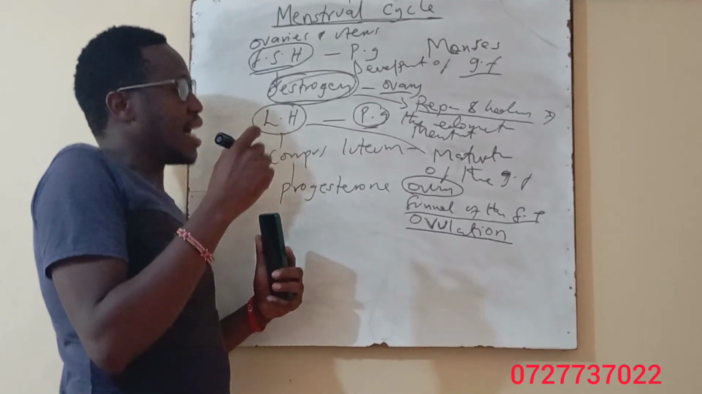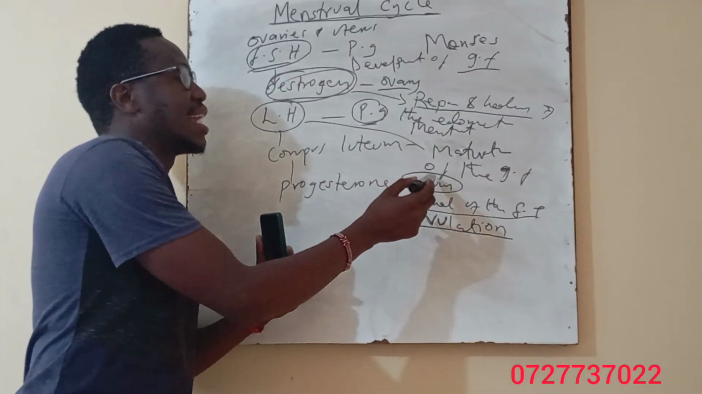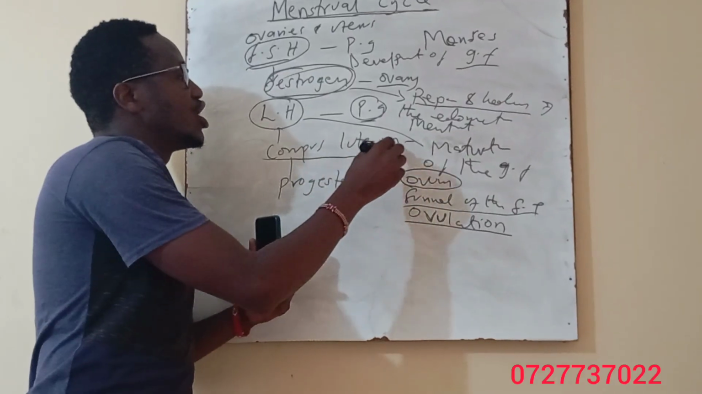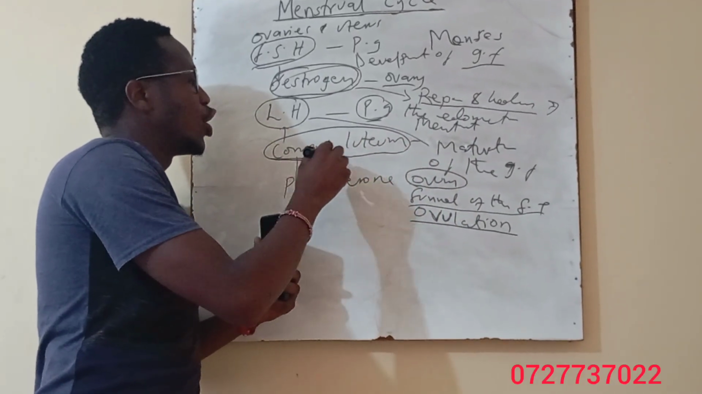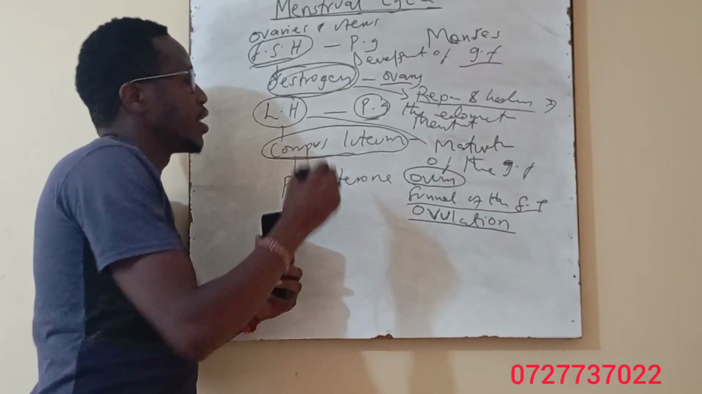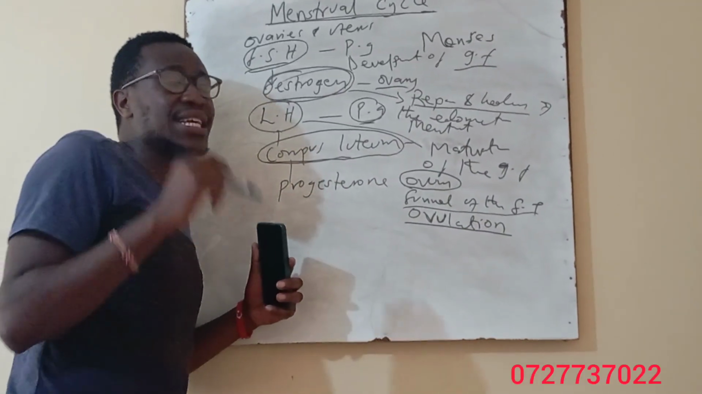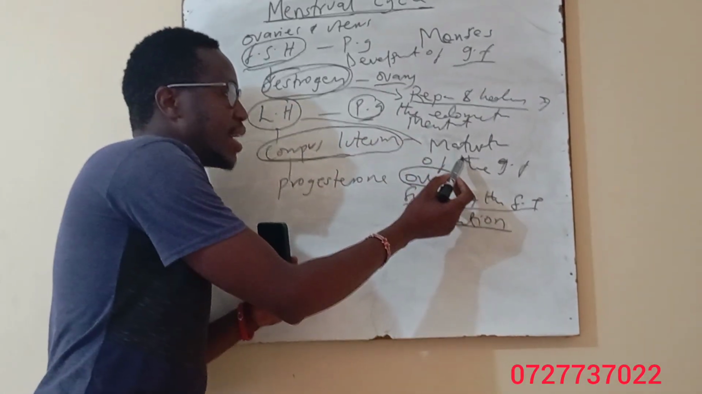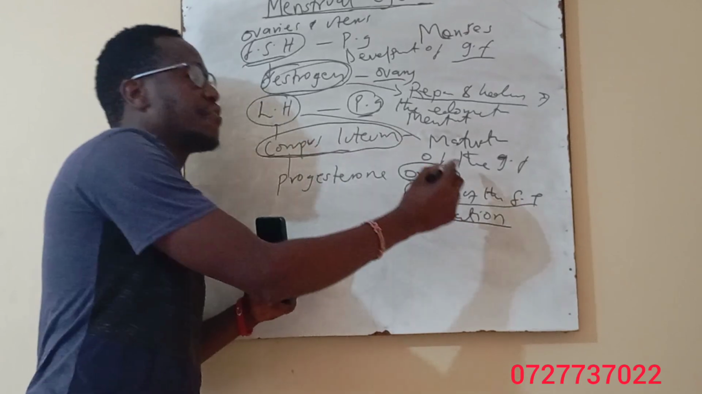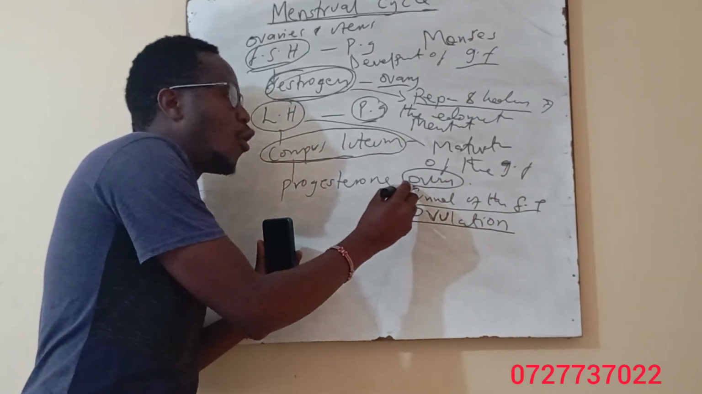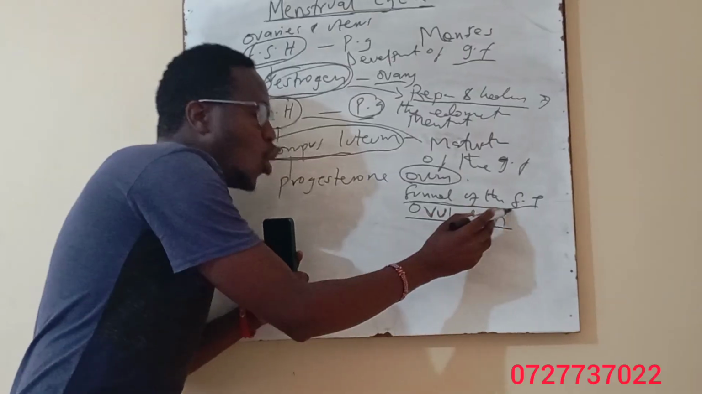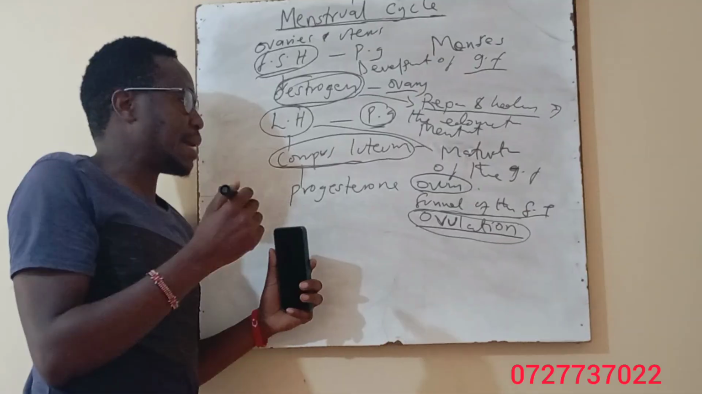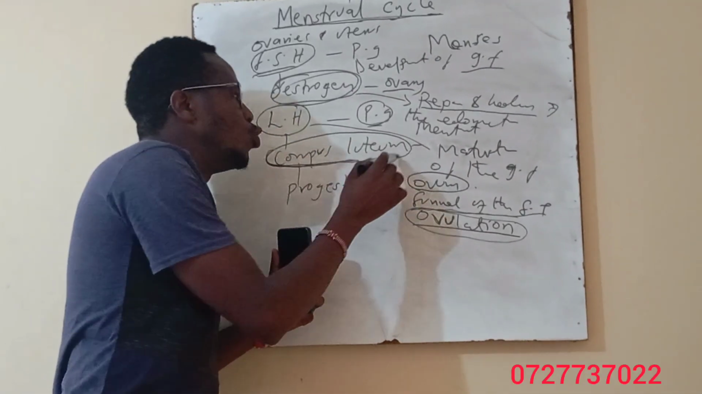Now after the Graafian follicle has released an ovum, it changes to a yellow body substance known as the corpus luteum. So after the mature Graafian follicle has released an ovum to the funnel of the fallopian tube, which we have described as ovulation, it changes to a yellow body substance known as the corpus luteum.